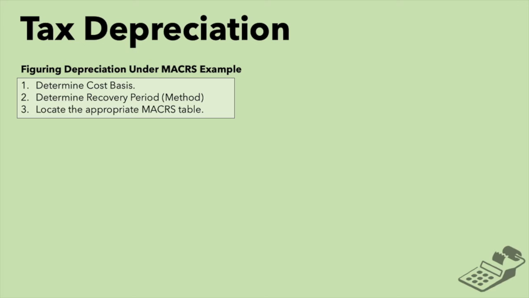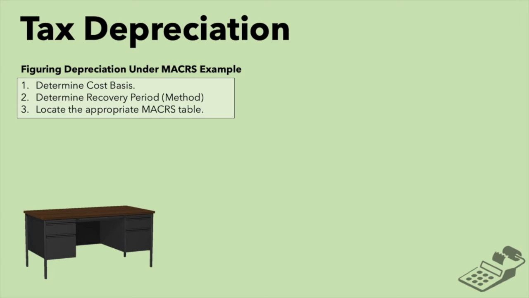Now, if we're going to figure depreciation under MACRS, we've got 3 steps that we're going to go through. First, we have to determine the cost basis of the asset. Then we have to determine the recovery period and the method that's going to be used. And then locate the appropriate table to use to calculate the depreciation.